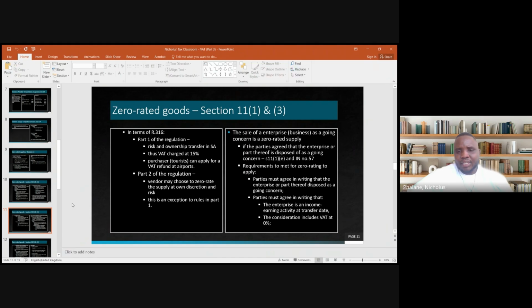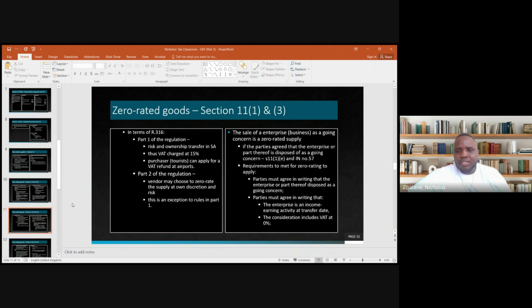This is in terms of section 11(1)(e), all right? So basically, if the parties agree, so who are the parties? The seller and the buyer. If they agreed that the enterprise or part thereof is disposed of as a going concern, then the transaction will be zero rated, right? So this is in terms of section 11(1)(e) and interpretation note 57, right?